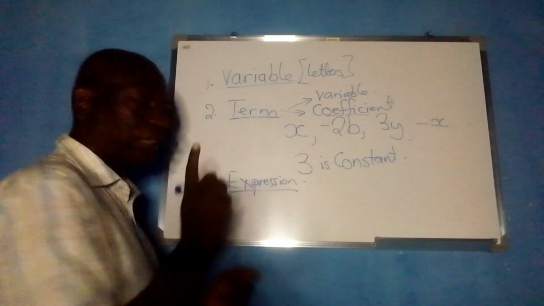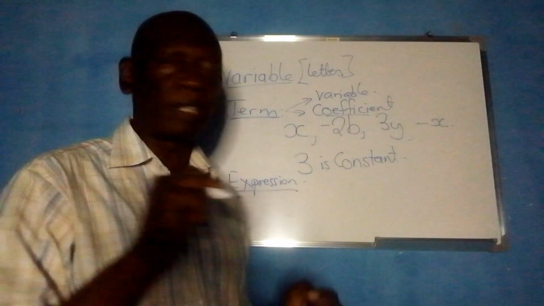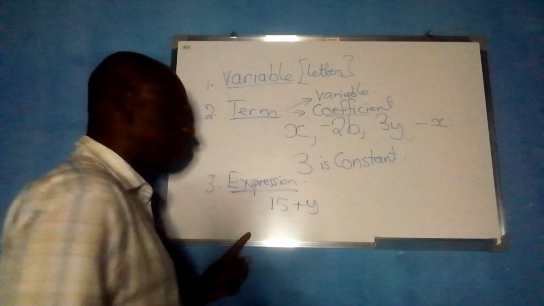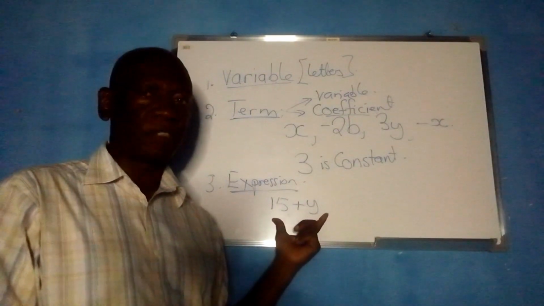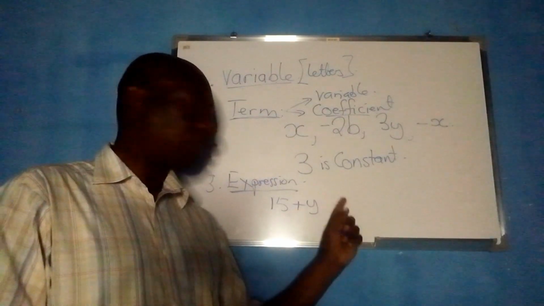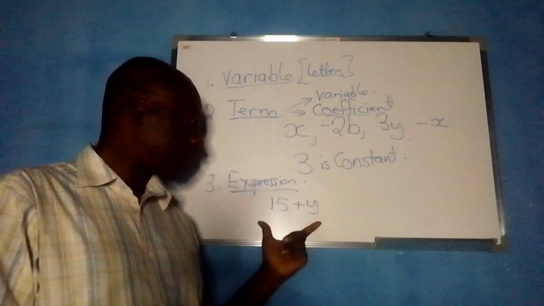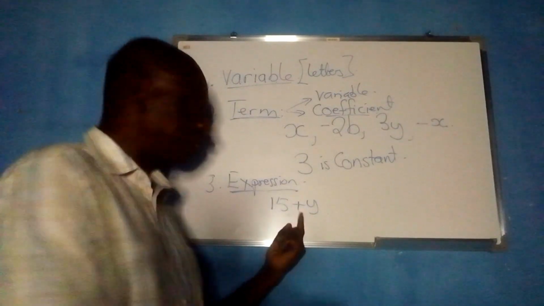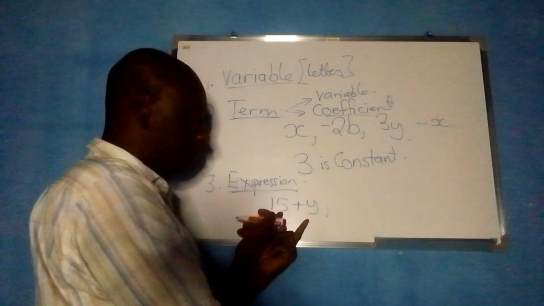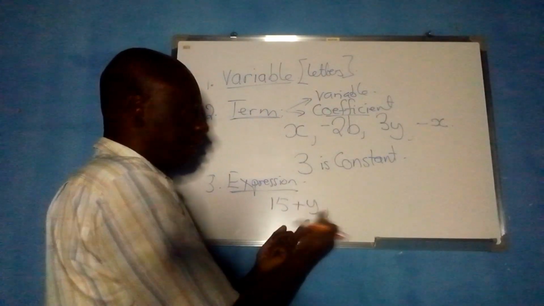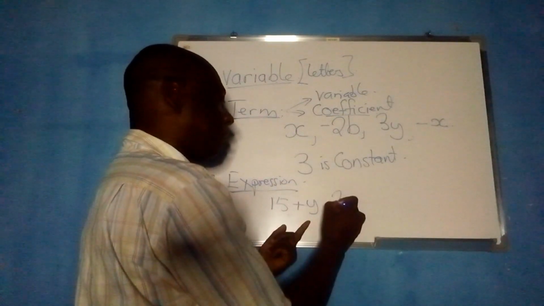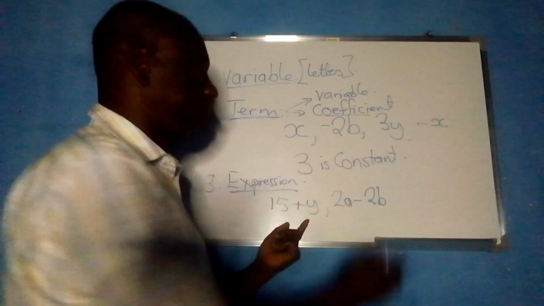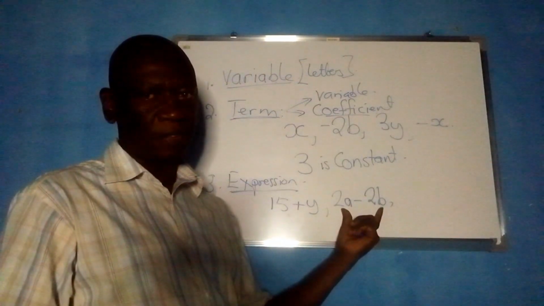So let's get back to that example we gave at first. We said 15 plus y. So this is an expression. Remember, there's no equal sign here. It's an expression. The two terms are combined by the addition sign. Okay? Term, special term, constant, then there's that value. You can have 2a minus 2b, like that. This is an expression.